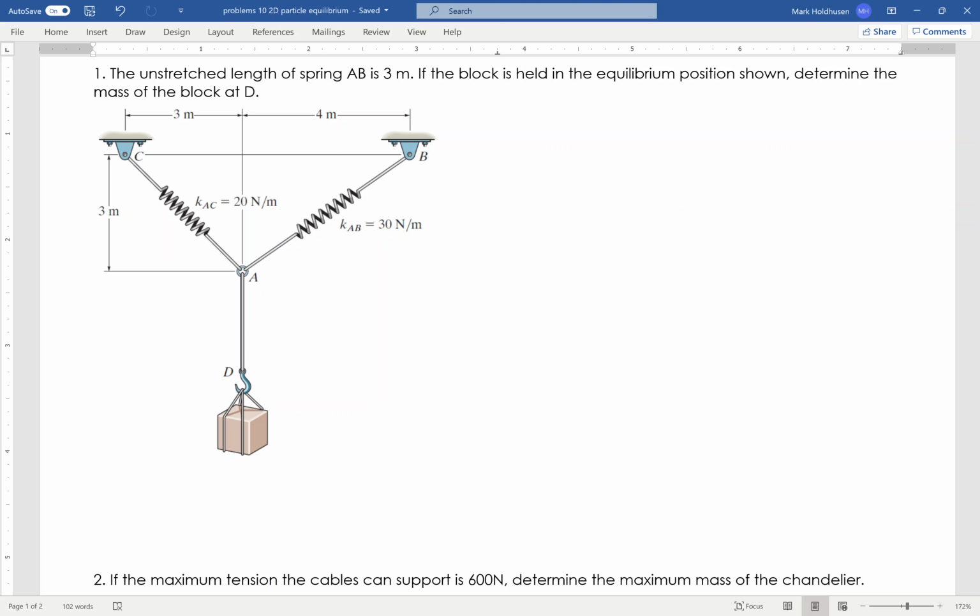Okay, given this setup, we want to find the mass of the block. We know the unstretched length of spring AB. We know the spring constants. It's got this position. Let's go ahead and get started.